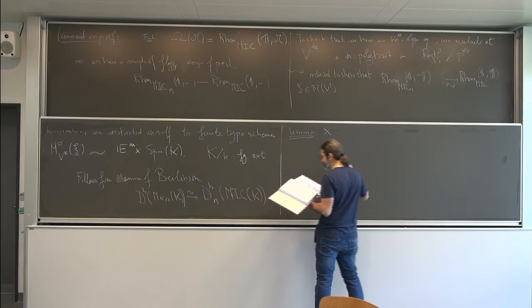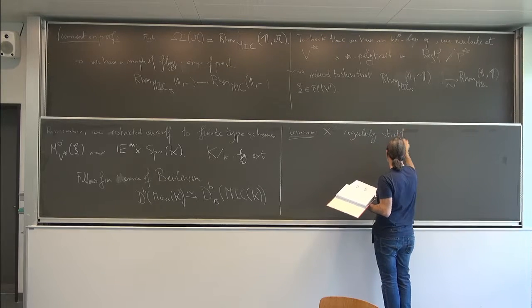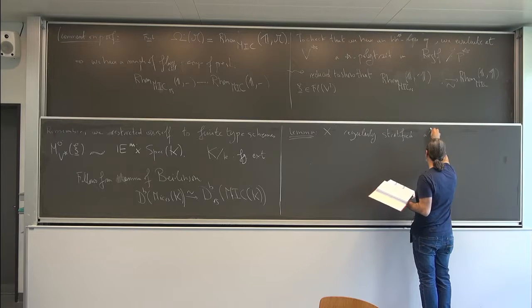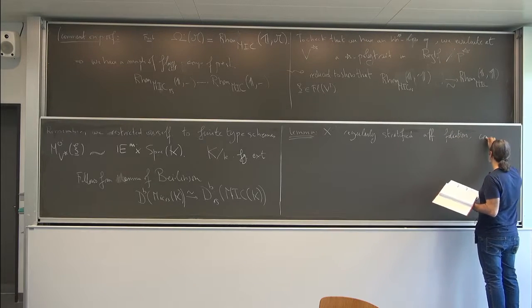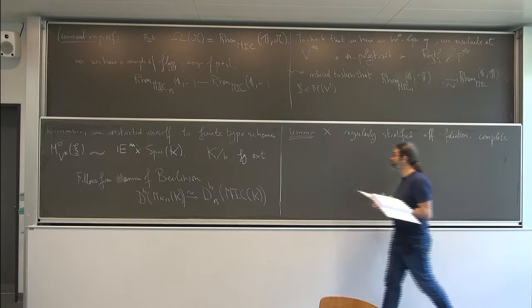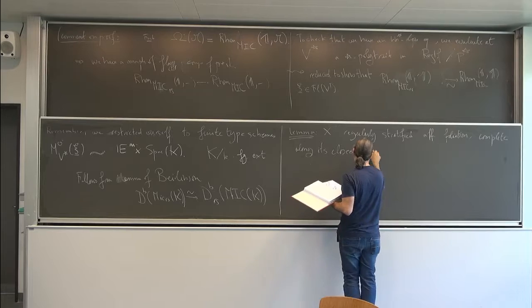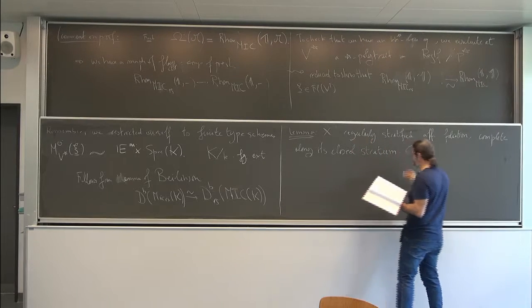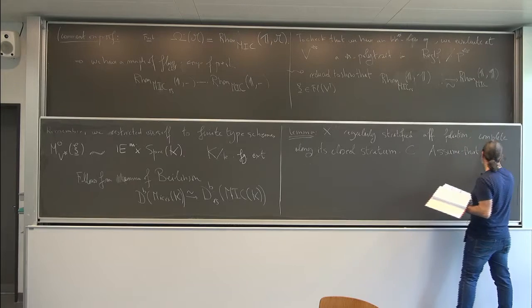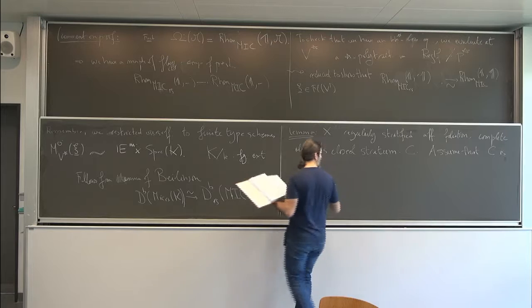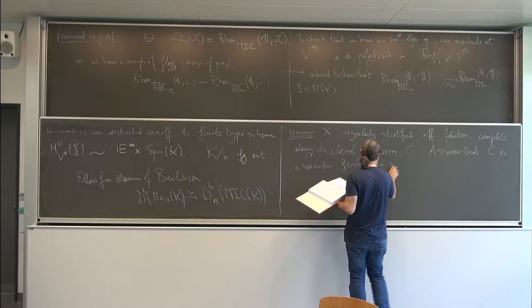So we take X to be a regularly stratified affine foliation, which is complete along its closed stratum, which I call C. And assume that C itself is a smooth finite type scheme. C is a smooth finite type scheme.